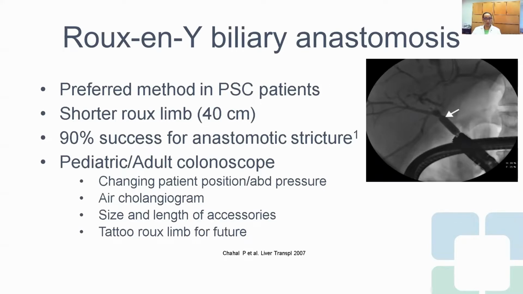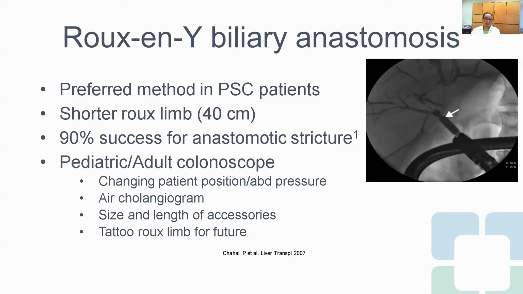So moving on from duct-to-duct to Roux-en-Y biliary anastomosis post-liver transplant. This kind of anastomosis is usually created in patients who have underlying PSC and undergo liver transplant. The Roux limb is usually short, about 40 centimeters. As a result, we are able to navigate this with the pediatric colonoscope or adult colonoscope.